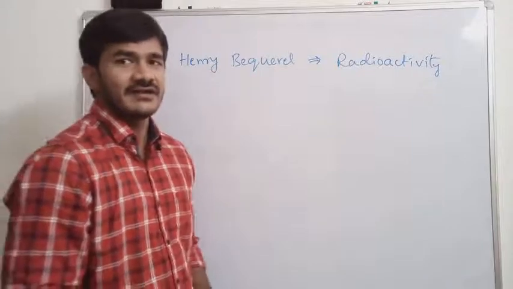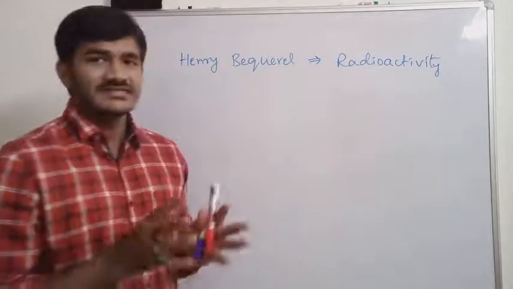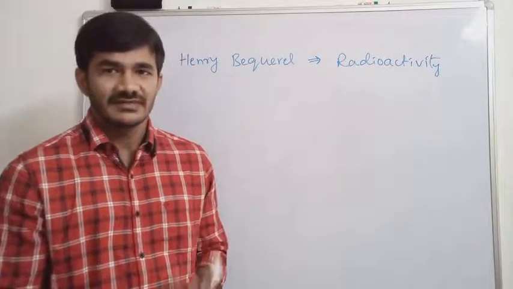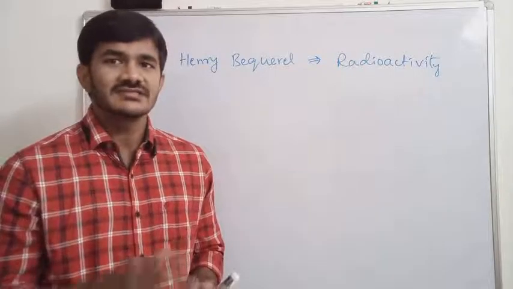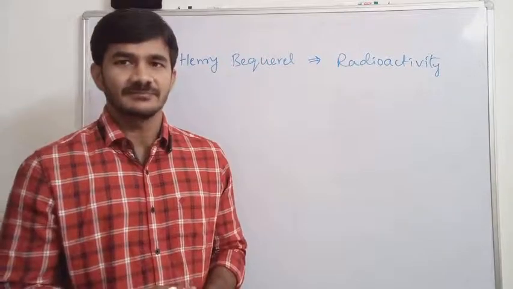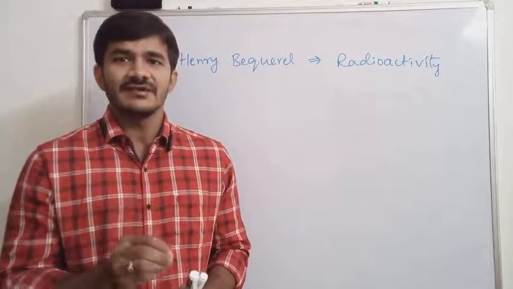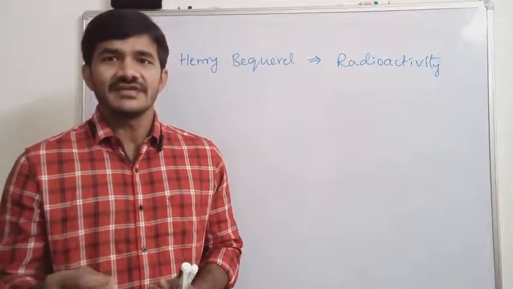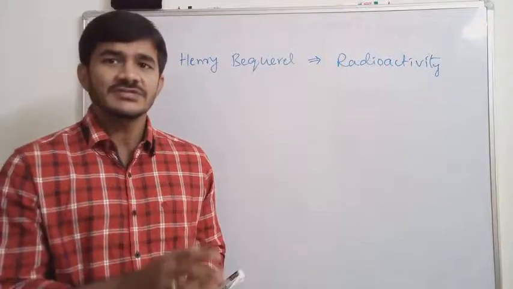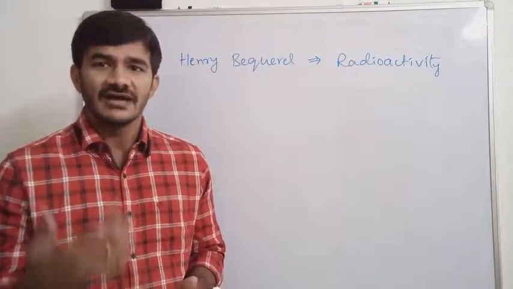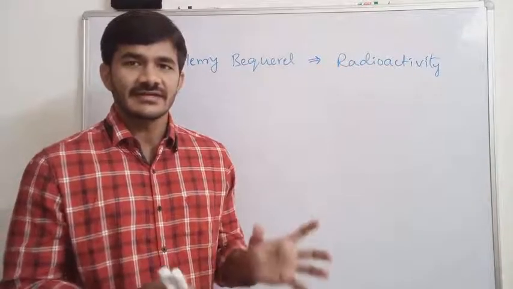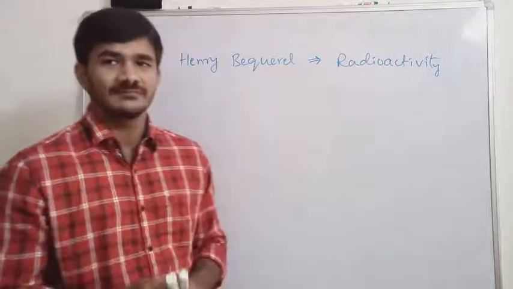So, the radioactive phenomenon is that there are certain elements which emit certain radiations on their own, and that type of phenomenon is said to be radioactivity. I repeat once again: elements which emit radiations on their own exhibit the radioactivity phenomenon, and those elements are said to be radioactive elements. That phenomenon was explained by Henry Becquerel.